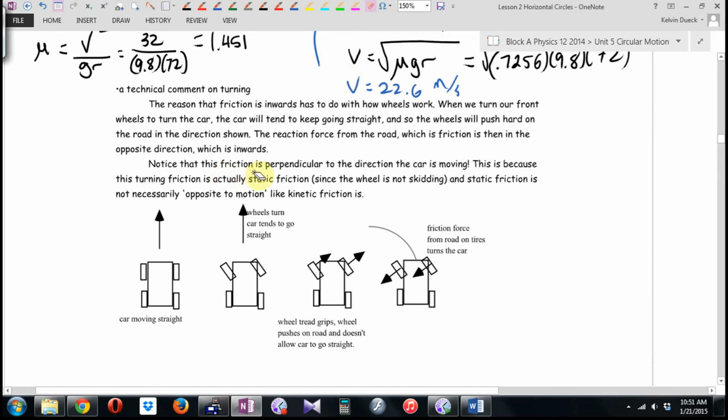So notice, friction is perpendicular to the direction the car is moving. This is because the turning friction is actually static friction, because the wheel isn't skidding, and static friction doesn't have to be opposite to motion, like kinetic friction is. So way back when we did friction, I said friction can resist motion, or can be in the same direction as motion, or in this case, it's perpendicular to the direction of motion. Good thing, too.